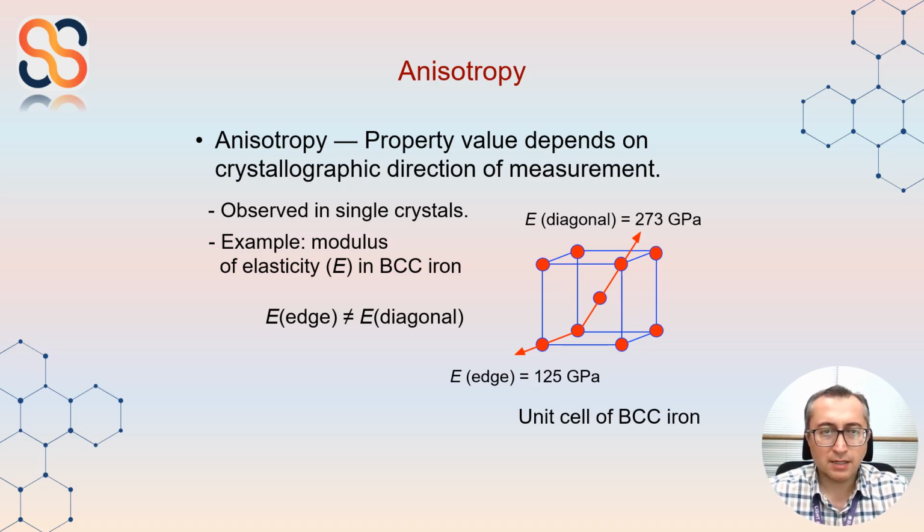So let's focus on unit cell visualization. A visual representation of the BCC iron unit cell can help illustrate the atomic arrangement that contributes to its anisotropic properties. Understanding this is crucial for applications where directional properties are critical, such as in structural components, aerospace materials, and electronics.